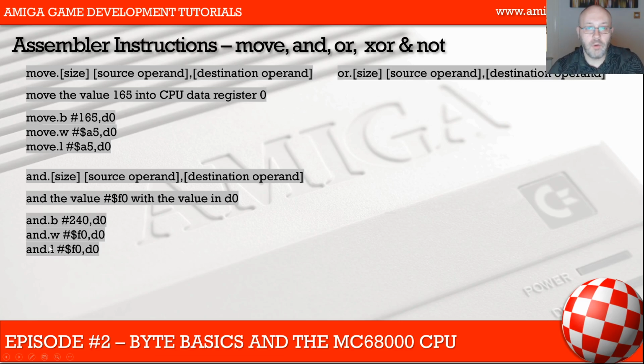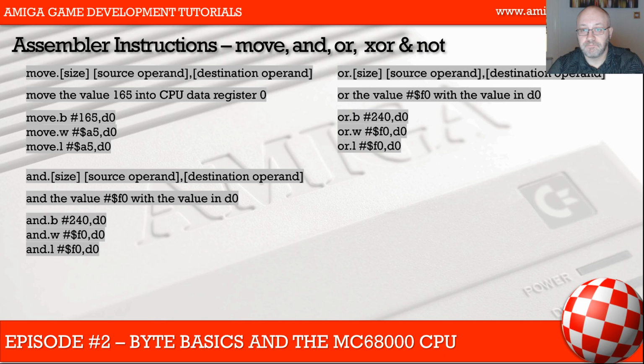Next we move on to OR. It's denoted like this, OR size, again source and destination. And if we want to OR the value F4, OR.B, OR.W, OR.L. So byte, word, long word.